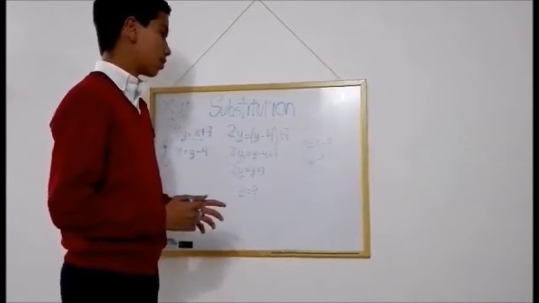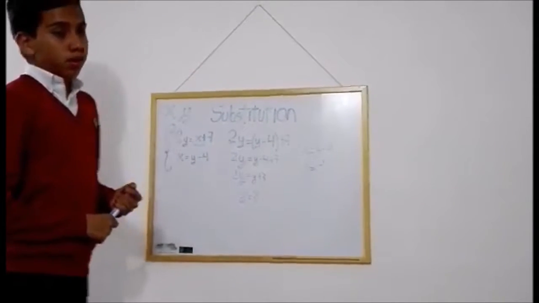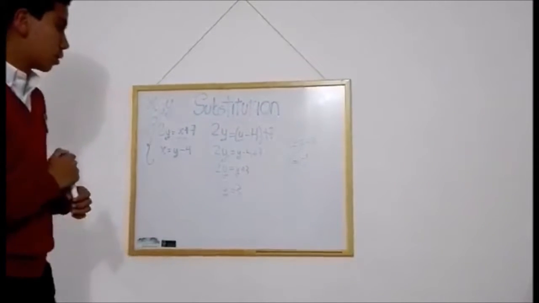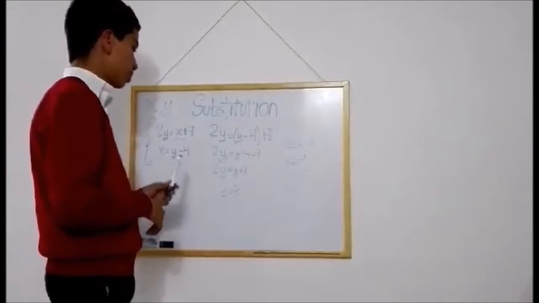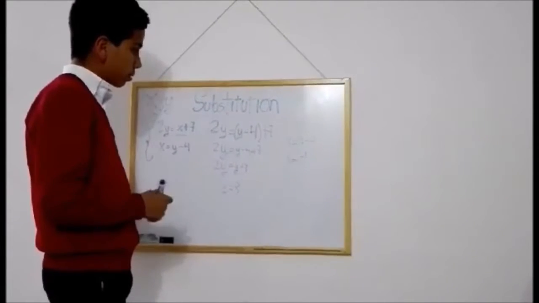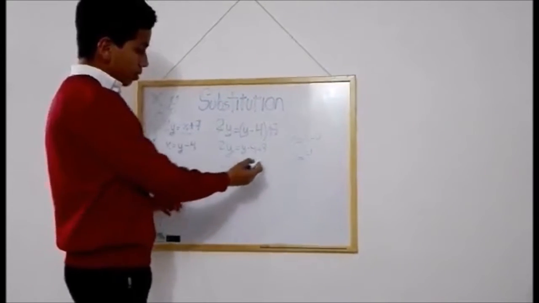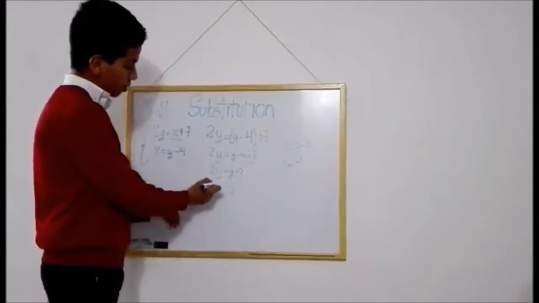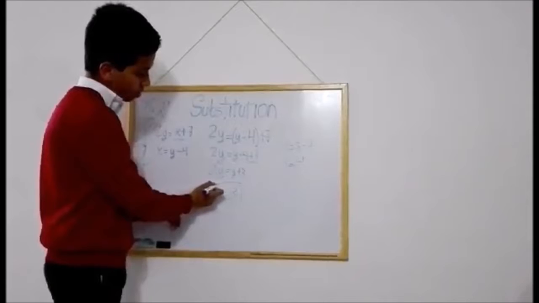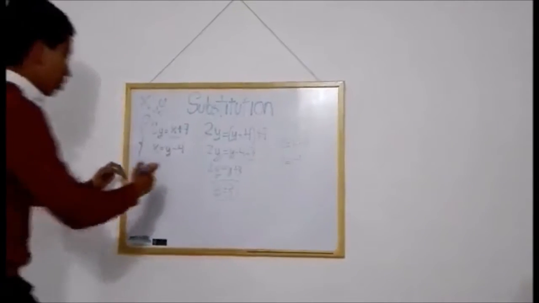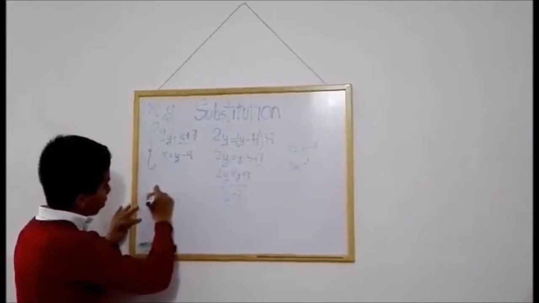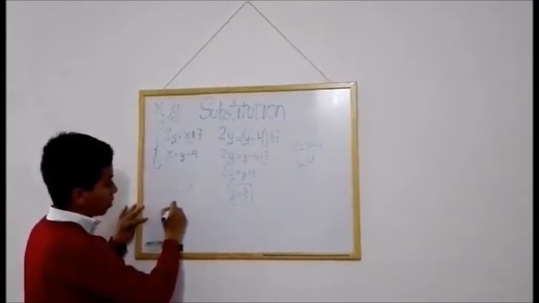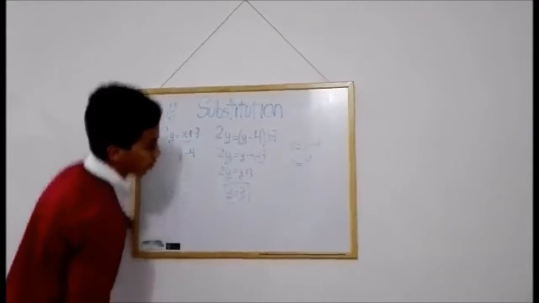Okay, now with one equation with one variable we can solve for y. So we get 2y equals y minus 4 plus 7, so y plus 3. We can subtract y from both sides of this equation. Then the left-hand side 2y minus y is just y. So y is equal to 3.